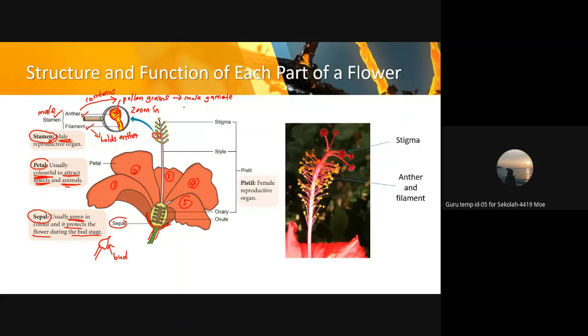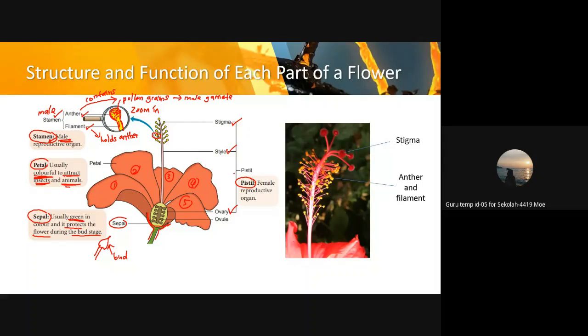Alright. So that is for stamen, okay? The name for male reproductive organ for a flower. What about the female reproductive organs? It is called pistil. Okay, it is pronounced as pistil. So pistil has 3 components. First one stigma, second one style, third one is ovary. So these 3 components, we call them as pistil.